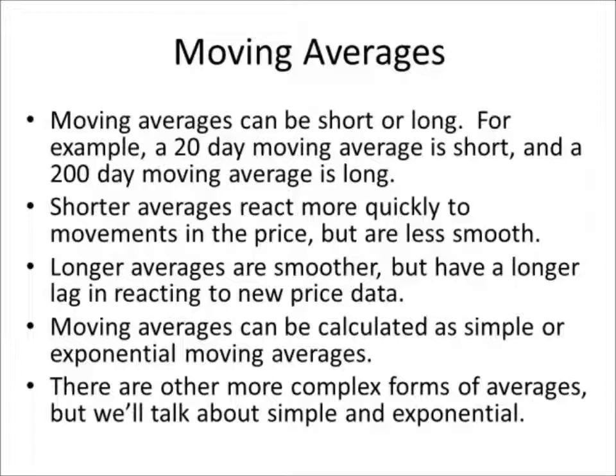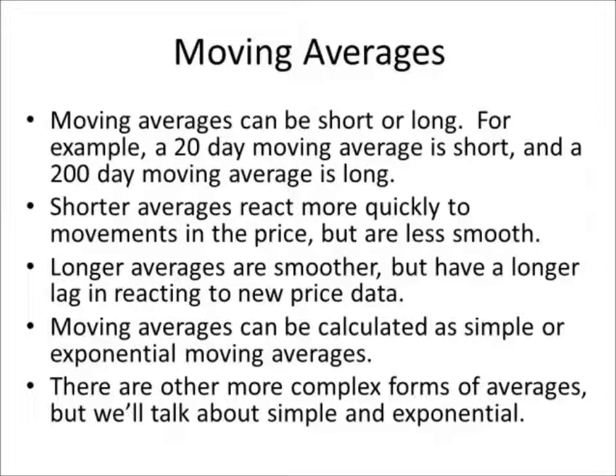Moving averages. Let's now carry on our discussion about moving averages. Let's talk about the length of a moving average. As we said, a moving average is the average price over a certain number of days. Well, how many days are we interested in? We can have a short moving average where we use a small number of days. For example, a 20-day moving average would be a short moving average in general. We can have a long moving average that uses a larger number of days. A 200-day moving average would be a long moving average.